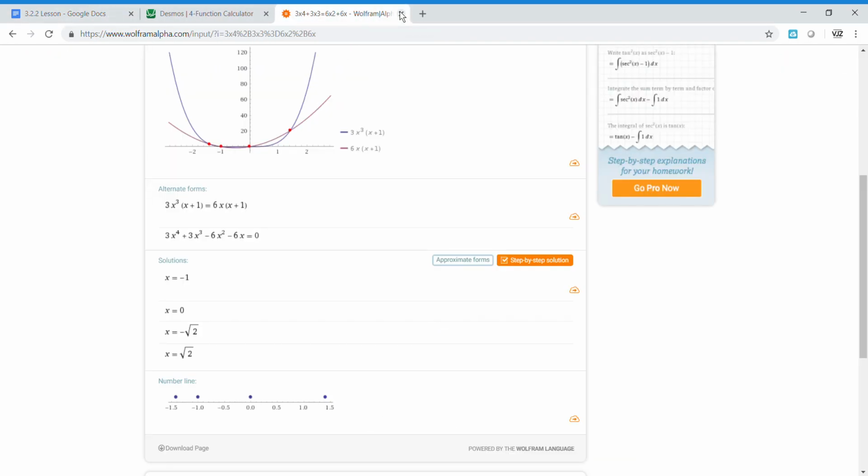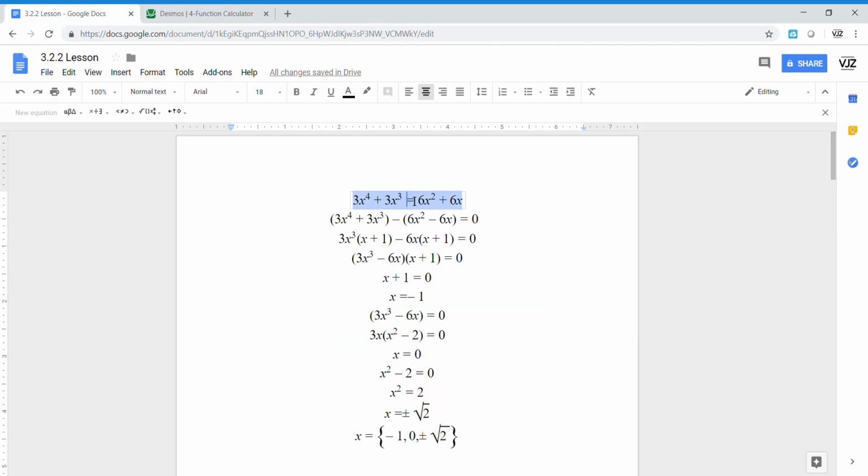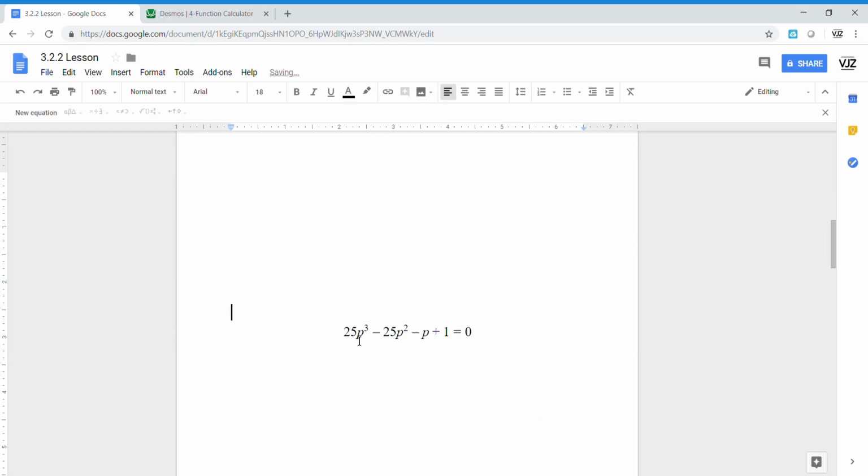So, again, we're allowed to use a four-function calculator, but other than that, no graphing calculator, that's cheating. And we don't like cheaters. Whoops, what the heck happened here? Let's move this up.